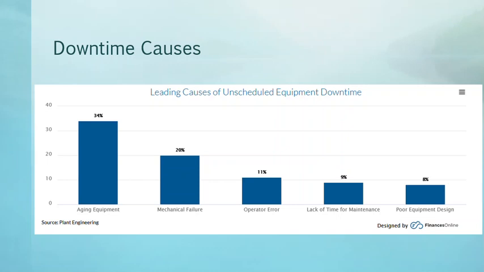The most common causes of unscheduled downtime are aging equipment, mechanical failure, operator error, lack of maintenance, and poor equipment design. When looking at aging equipment, you need to consider the life cycle of that equipment. Has the manufacturer ended, or are they going to end soon, the support for that? If so, you need to have a plan to either upgrade or replace that equipment.